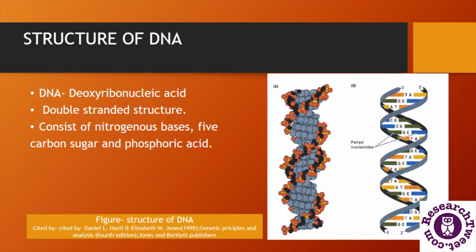DNA is a nucleic acid and acts as hereditary material in all eukaryotes as well as in some prokaryotes. The full name of DNA is deoxyribonucleic acid, which generally has a double-stranded structure. DNA consists of nitrogenous bases, which are purines and pyrimidines: adenine, thymine, guanine and cytosine. It has a 5-carbon sugar, known as pentose sugar, and a phosphoric acid.